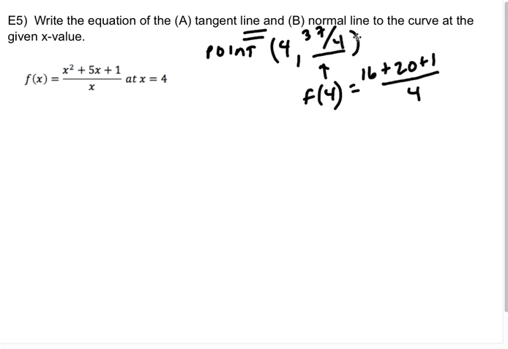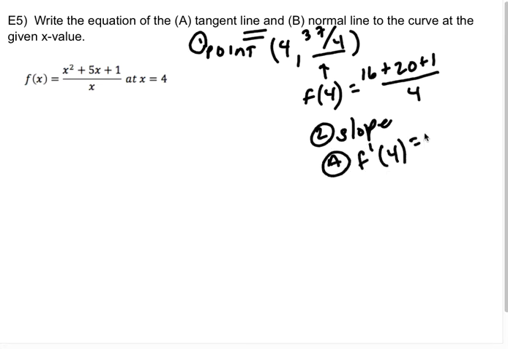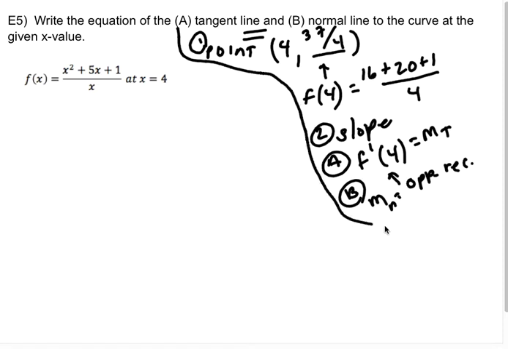Okay, so I now have my point. The second thing I need is a slope, right? I know that my slope for A is going to be f prime of 4. Right, that's my tangent slope. And I know that my slope for B is going to be the opposite reciprocal, right? That's my normal slope is going to be the opposite reciprocal. So I need to find the derivative of this function, which is going to use the scales that we just did in E4 and P4, right?